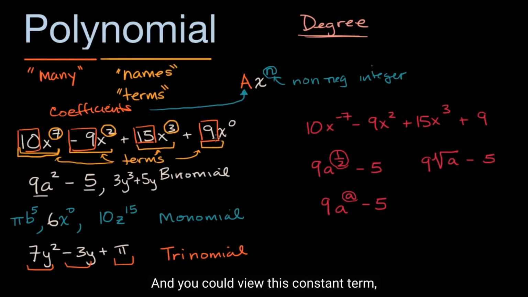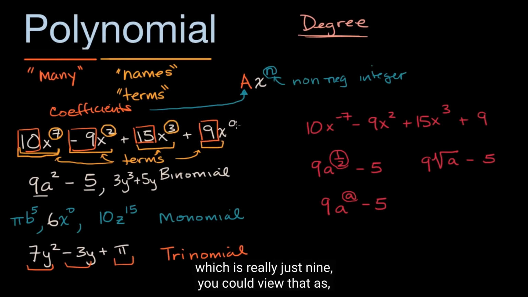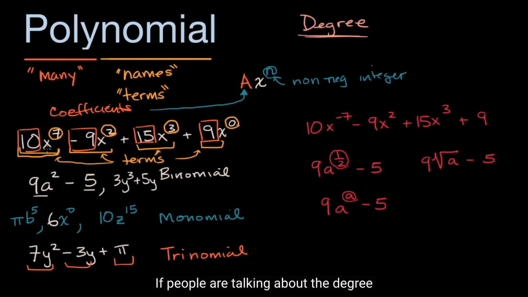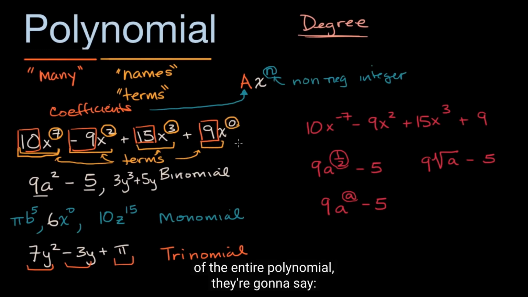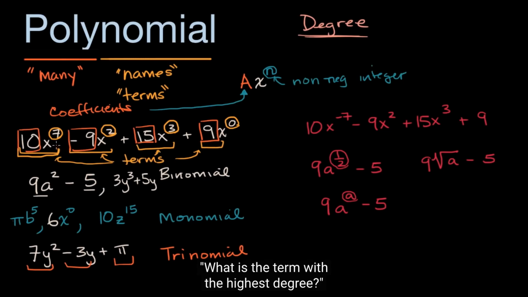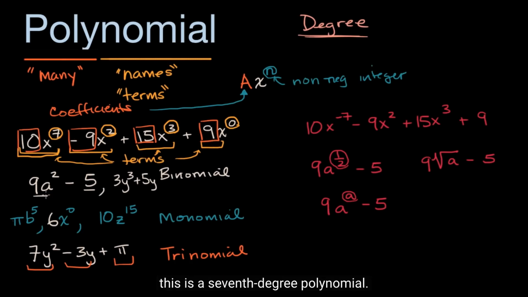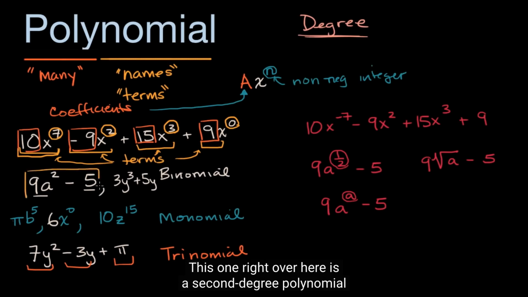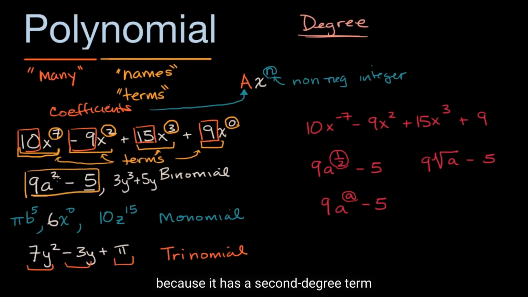And you could view this constant term, which is really just 9, sometimes people will say the constant term, sometimes people will say the 0th degree term. Now, if people are talking about the degree of the entire polynomial, they're going to say, well, what is the degree of the highest term? What is the term with the highest degree? That degree will be the degree of the entire polynomial. So this first polynomial, this is a 7th degree polynomial. This one right over here is a 2nd degree polynomial because it has a 2nd degree term and that's the highest degree term. This right over here is a 3rd degree.